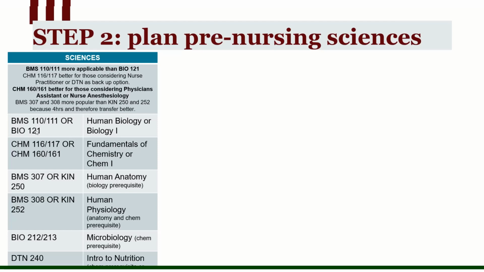We're going to start by looking at biology. So biology is actually not a nursing prerequisite, but it is a prerequisite for other classes that you do have to have for nursing. And it will meet one of your general education requirements. Nursing students are going to take BMS 110 and 111 or Bio 121. This is because it keeps all of your anatomy and physiology options open.